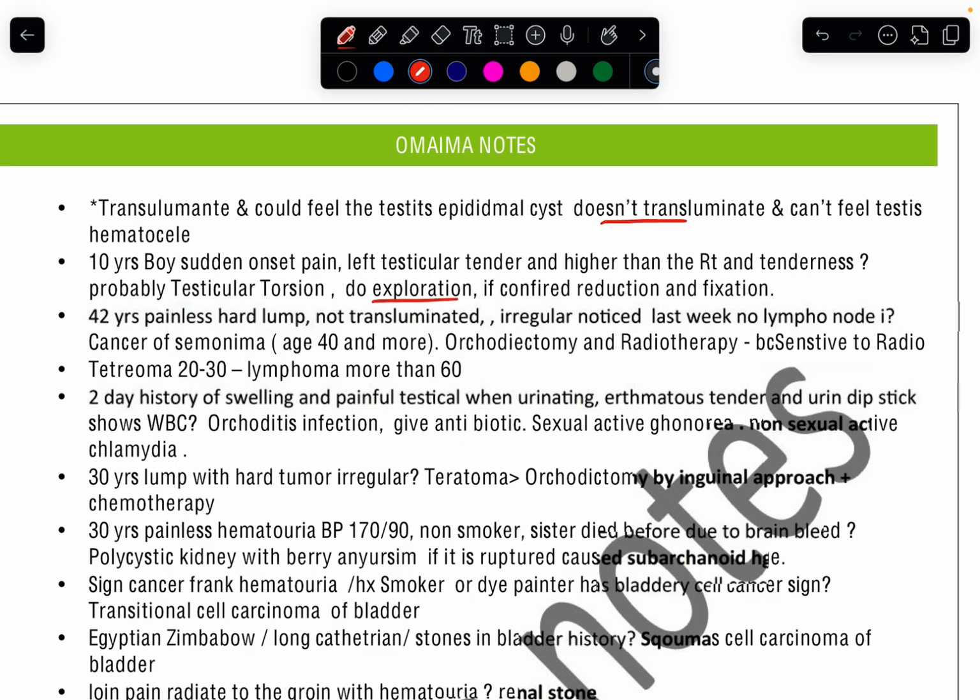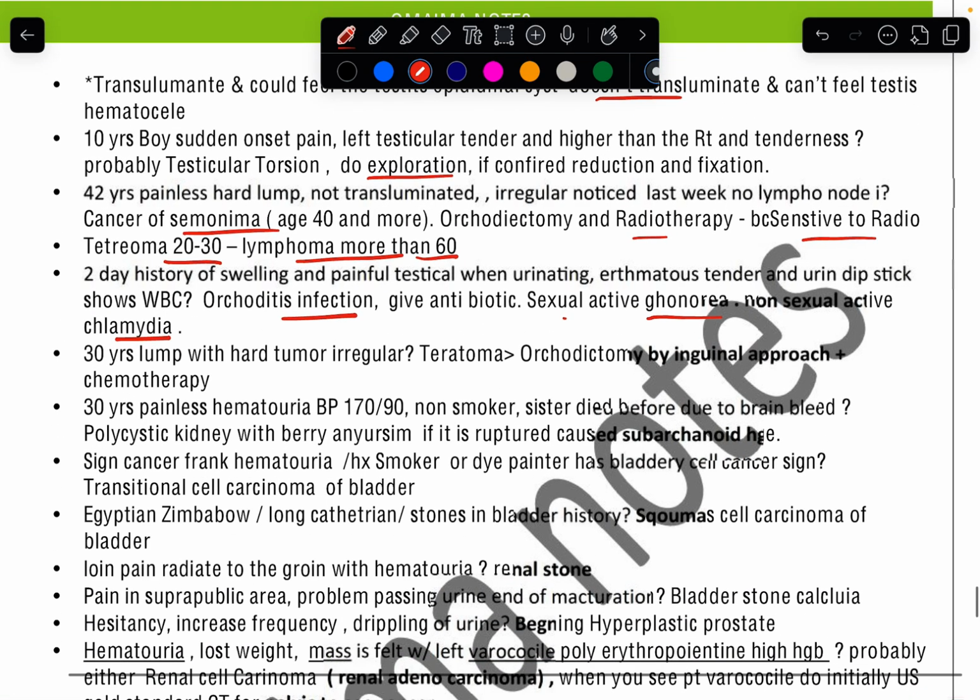10-year-old boy, sudden onset testicular pain, testicular exploration. 42-year-old, hard lump, irregular, lymph node, cancer of the seminoma, orchidectomy, radiotherapy, radiosensitive; teratoma. 20 to 30 years, lymphoma. More than 62 days history of painful testicle with urinating, erythematous, tender, and urine dipstick shows WBC, orchitis, infection; sexually active gonorrhea and non-sexually active chlamydia. 30-year-old, hard tumor, teratoma, orchidectomy, inguinal approach.